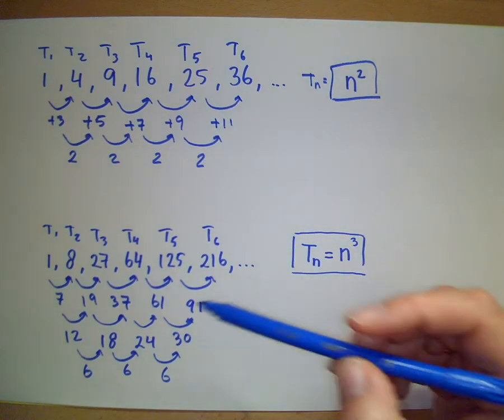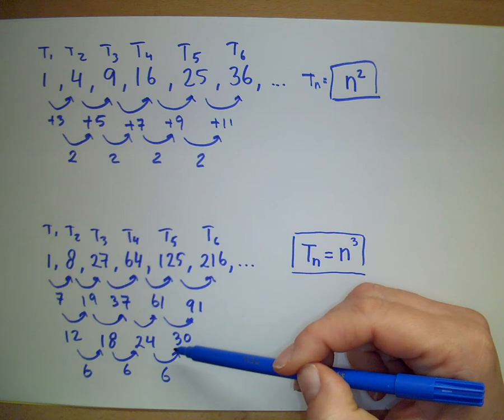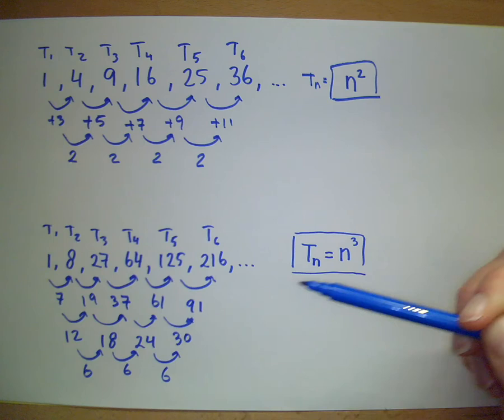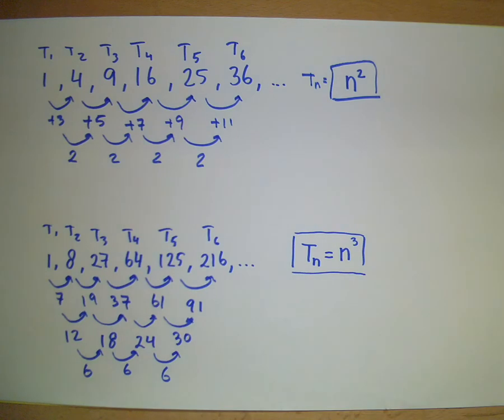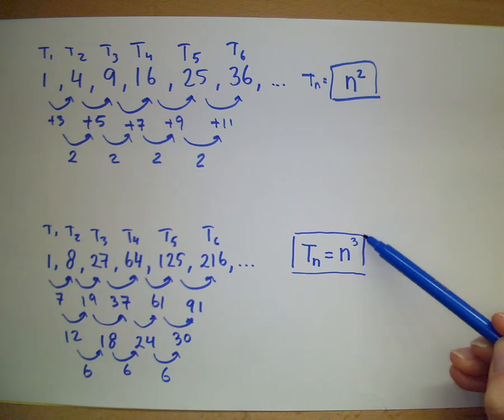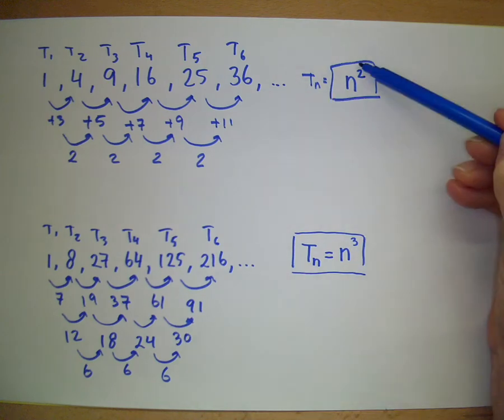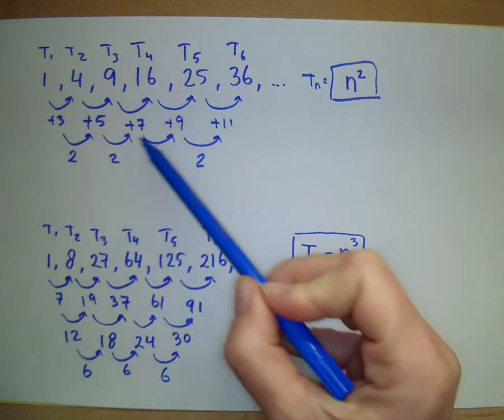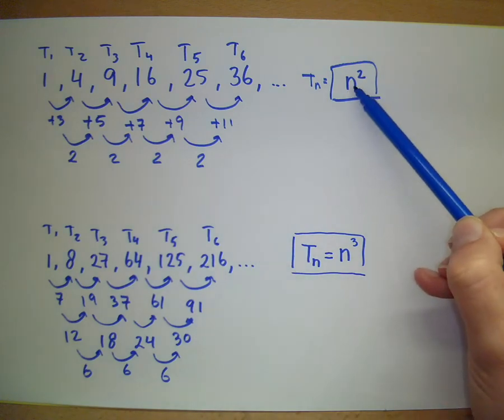Here with n cubed, the differences between the differences between the differences were the same. So there's a third layer here. Cool, because there's a 3 there and there's a 2 there. So we like that pattern, right? It's good to recognize this pattern, to know that this means n cubed, and to know that this kind of pattern means n squared.